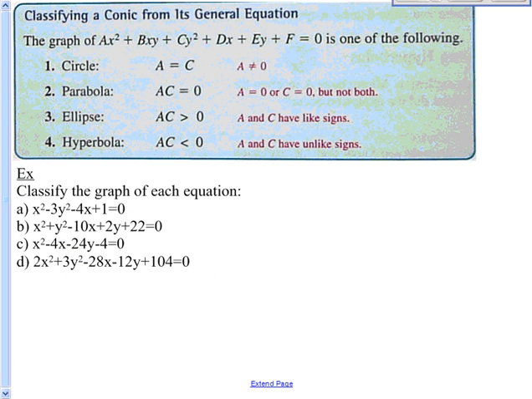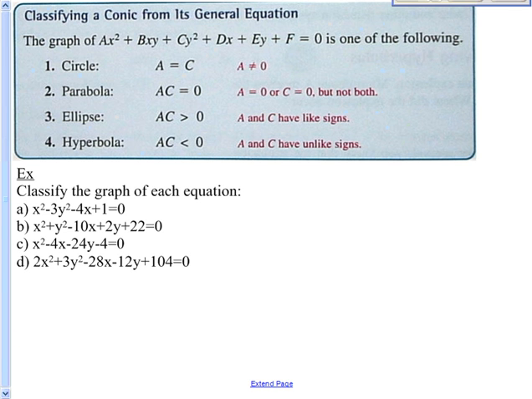All right, last part here. Classifying a conic from its general equation, okay? Ax squared plus bxy plus cy squared plus dx plus ey plus f equals 0. Well, if you have this in the general equation, all you need to figure out is the A, the coefficient of x squared, and the C, the coefficient of y squared. If you know A and C, then that relationship will tell you if it's a circle, a parabola, an ellipse, or a hyperbola.